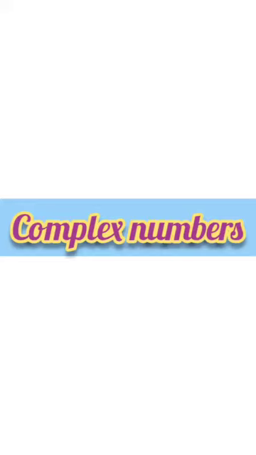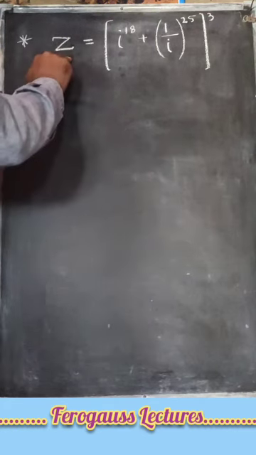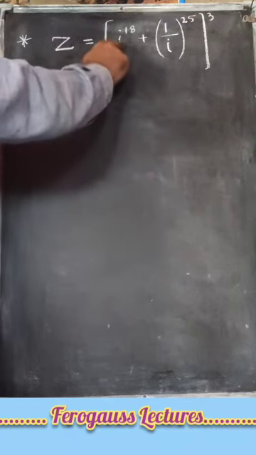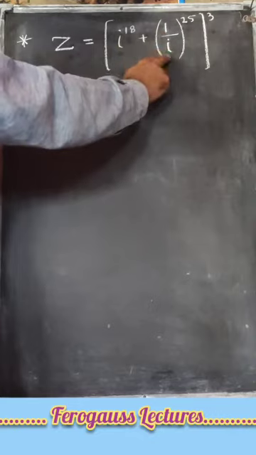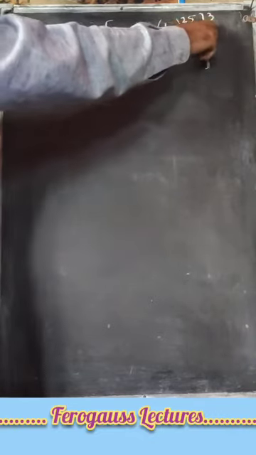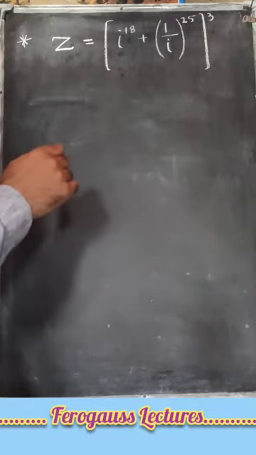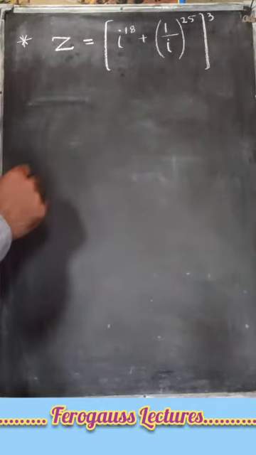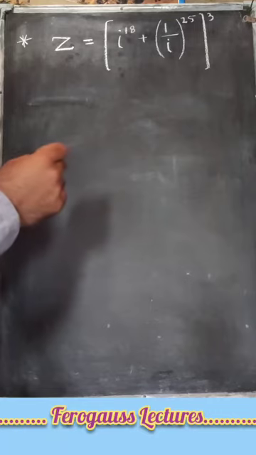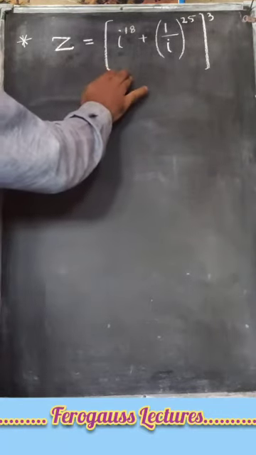Today we will do some questions on complex numbers. Let us take the first question, and the question is: here we have complex number z equal to (iota raised power 18 plus 1 by iota raised power 25) whole raised power 3. And we have to convert this complex number into standard form, that's in the form of a plus iota b. For that, we will evaluate this complex number.